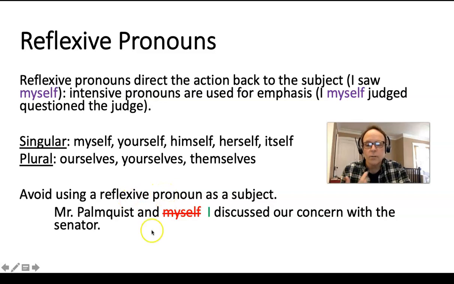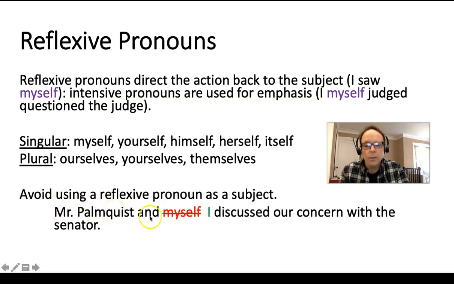This is, again, I'm just sharing with you the common mistakes that happen with these. There's lots of rules around them, but each one of these is just one of the common mistakes that can happen. We use a reflexive pronoun as a subject. So that's something you want to avoid. We do this all the time. I say things like this, but technically it's not grammatically correct.